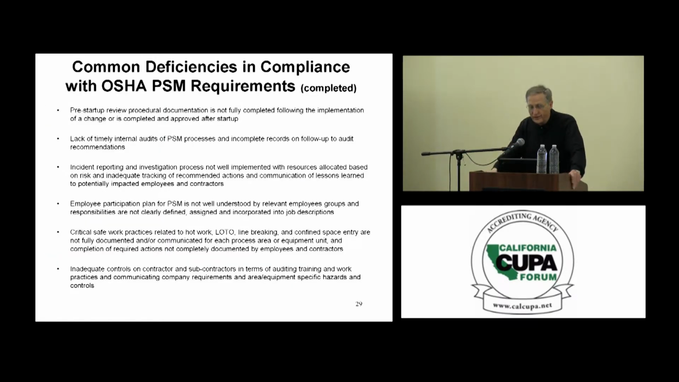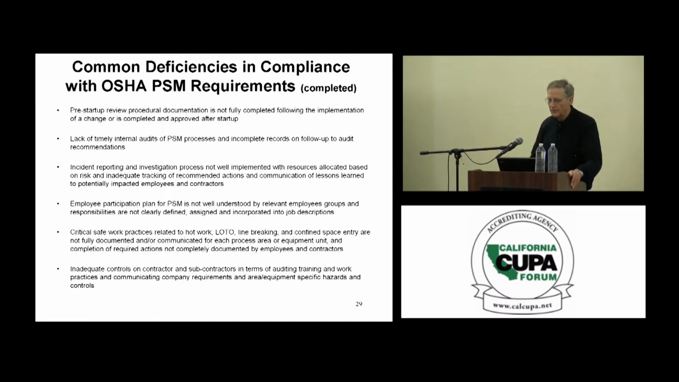There's some others here. And again, you'll get all these slides. I'm just going to hit a couple of them. Inadequate controls on contractor and subcontractors in terms of auditing, training, and work practice, communicating company requirements, etc. They may not understand, they being the contractors, what all of these emergency systems or preventive safeguards are intended to do. And it is the responsibility of the owner-operator to make certain that happens. But that, again, is a situation that is often a deficiency and leads to some serious problems.